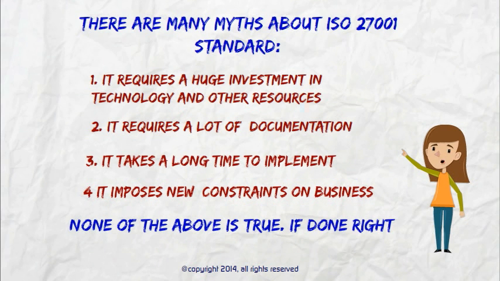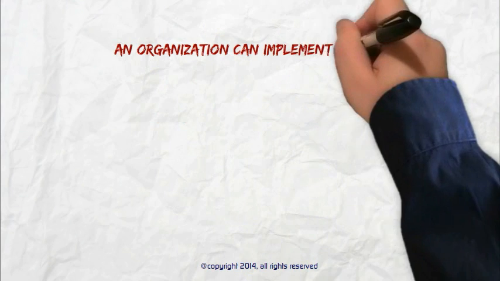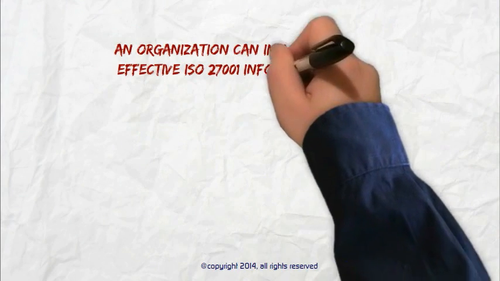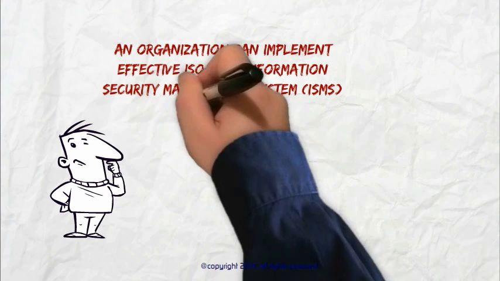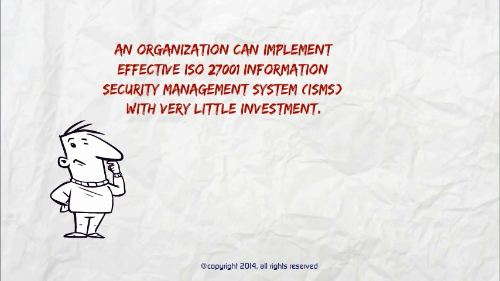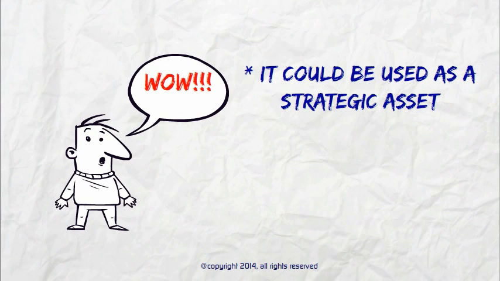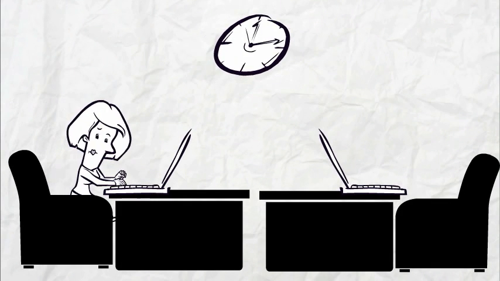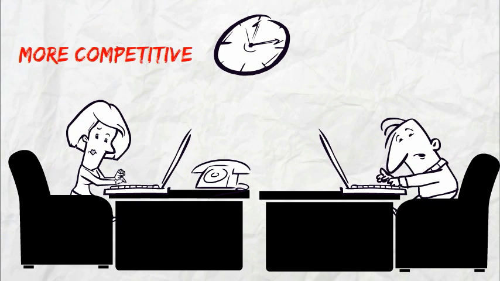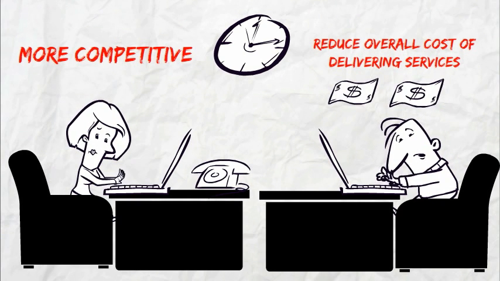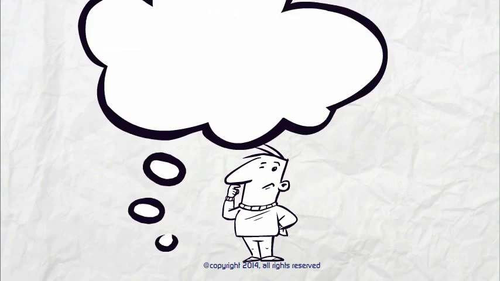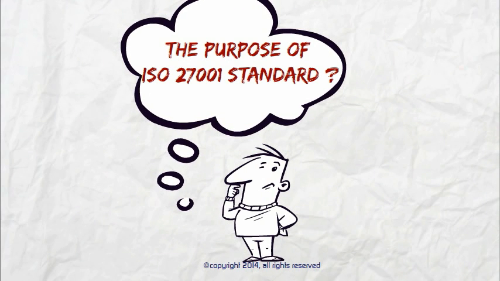If done right, an organization can implement effective ISO 27001 Information Security Management System, or ISMS, with very little investment. Additionally, it can be implemented fairly quickly and can be customized to an organization's business missions so that it could be used as a strategic asset. This in turn enables an organization to be more competitive and also be able to reduce overall cost of delivering services to customers. Let me now explain to you the purpose of ISO 27001 standard.